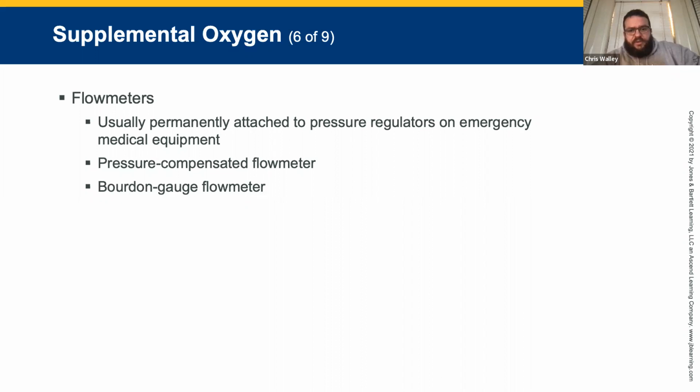So a Bourdon gauge flow meter is a gauge that's calibrated to record the flow rate, and it can be used in any position. Some of those only work vertically, so it doesn't matter with the Bourdon gauge. They can be flat or pointed up and down, and they're still going to flow and give you the correct amount of pressure.